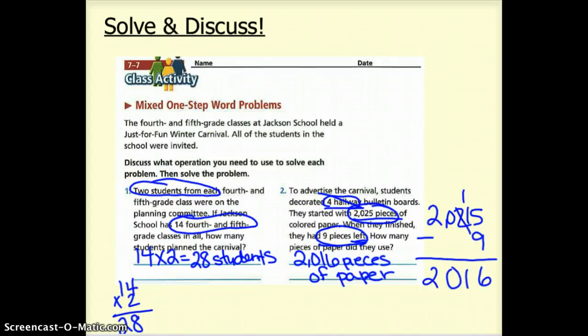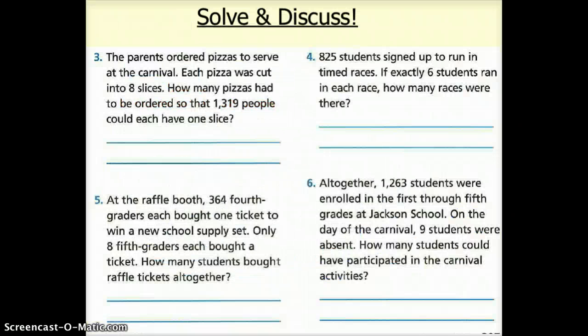Alright, let's do one more together and then have you do the rest. The parents ordered pizzas to serve at the carnival. Each pizza was cut into 8 slices. How many pizzas had to be ordered so that 1,319 people could each have 1 slice?